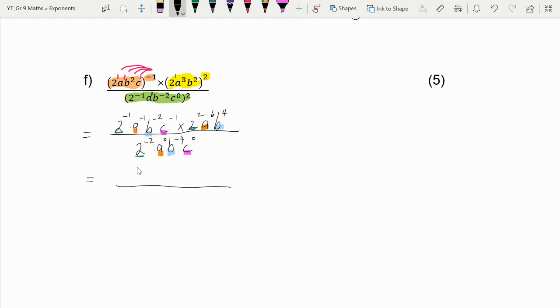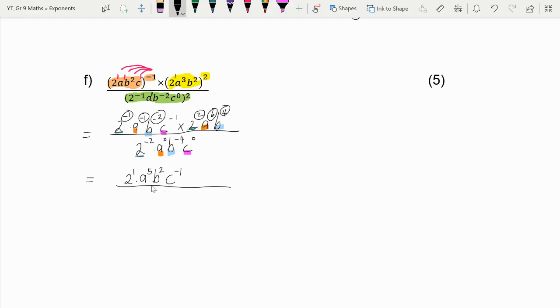Okay, for our bases of 2, our bases are the same, so the base stays the same, and we add the exponents. So negative 1 plus 2 will just give us 1, so we don't even have to write that. For A, our base stays the same, and it will be negative 1 plus 6, so that is going to give us 5. For our base B, negative 2 plus 4 will give us positive 2, and then c to the power of negative 1 just tags along. There isn't a base to put it together with.